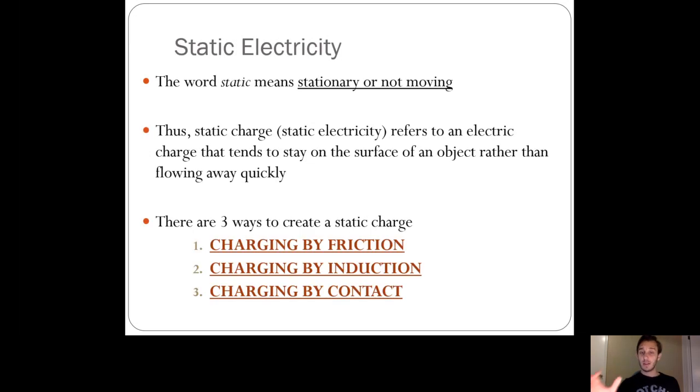So static means stationary or not moving, okay? So static charge tends to refer to an electric charge that stays on the surface of an object rather than flows away. And there are three ways that we get static charge, okay? So there's three ways that we can cause that charge to stay on the surface of an object instead of moving. Charging by friction, charging by induction, and charging by contact. And we're going to dig into those three methods. Okay, and hopefully in digging into those three methods, we're going to answer the question of, well, you're talking about charge, but I don't know what that is. So hopefully we're going to answer that question as we go. Okay.